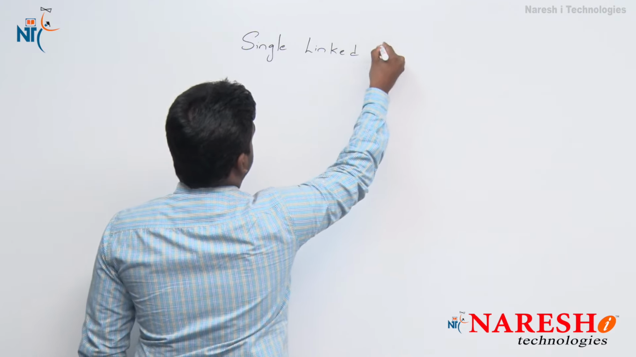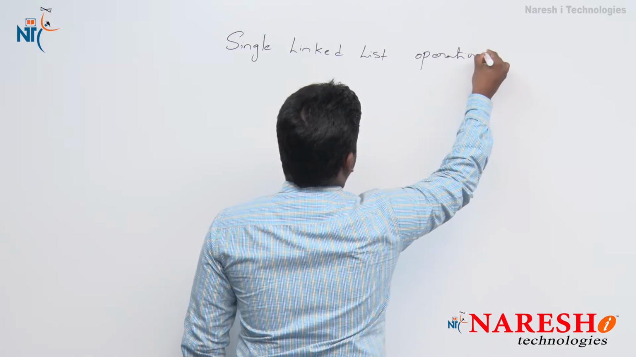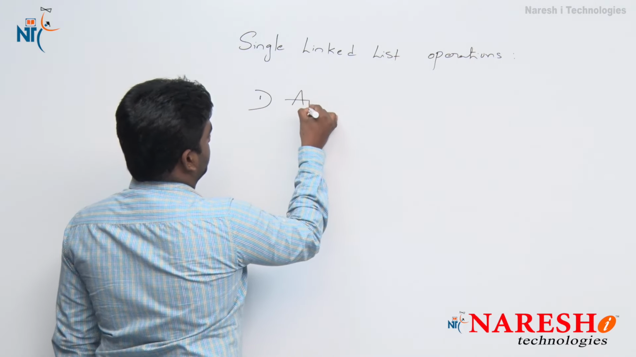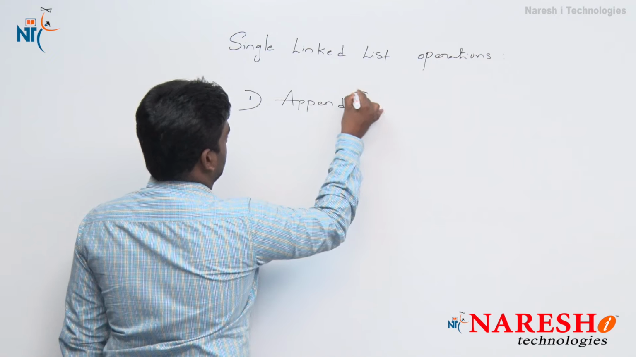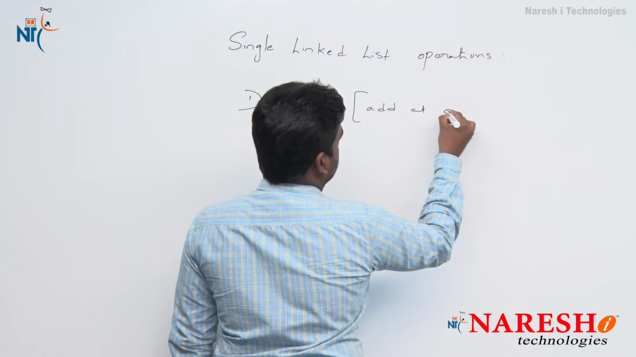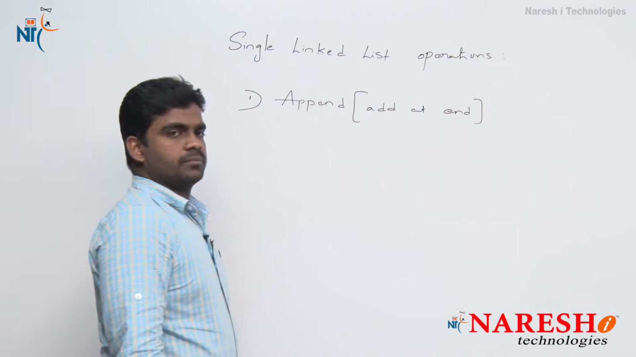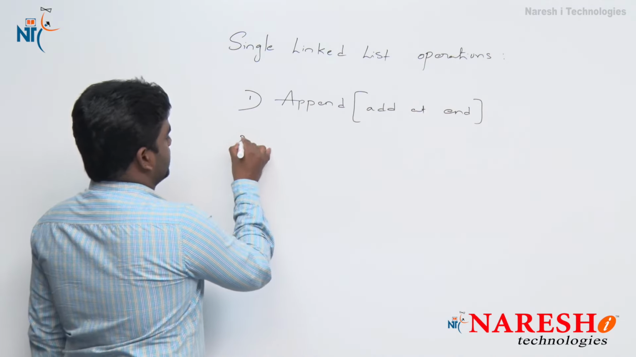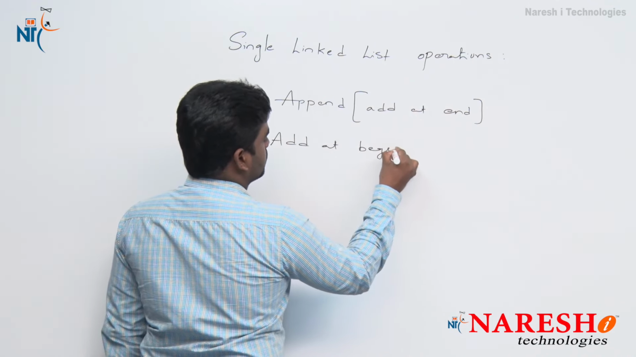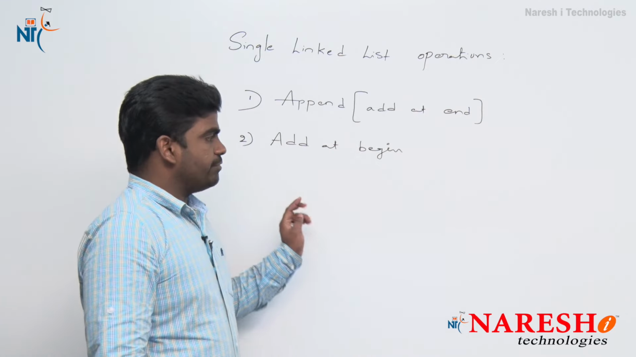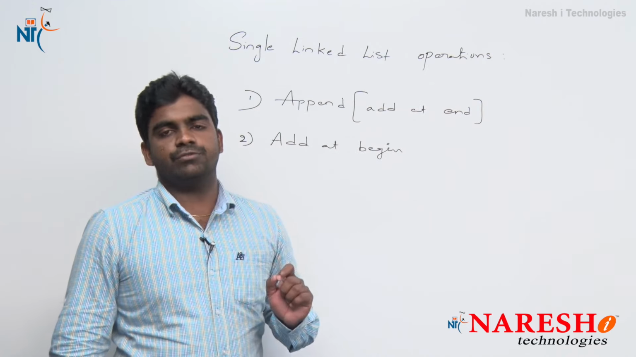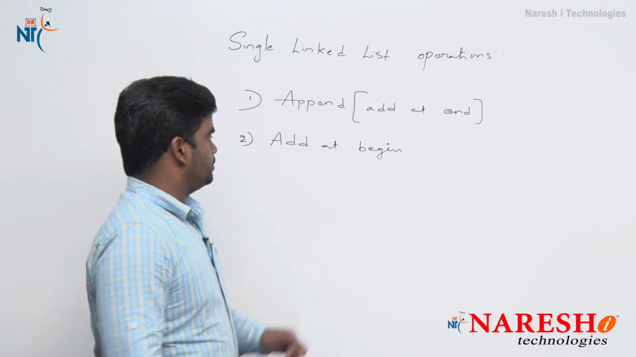Single linked list operations. The first one is append the element, nothing but insert, or more clearly, adding an element at the end of the list. Add at end is the first one. Second one, add at begin. After inserting 5 elements, if you want to insert an element first, in the beginning of the list, that is also possible.